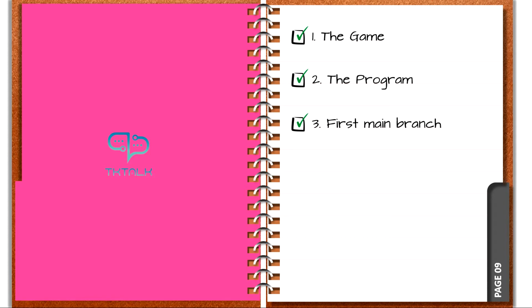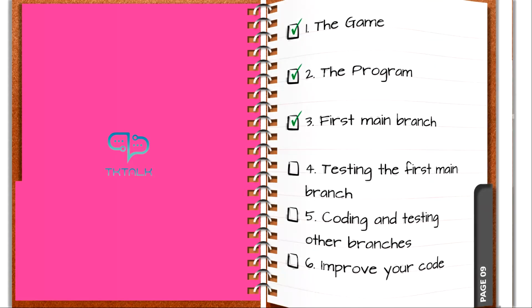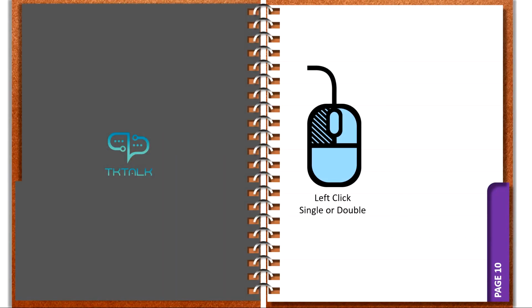In this video we will test the first main branch code. Then we will complete the coding and testing with the other branches. And finally, we will see how to improve our code to have fewer code lines and, of course, faster execution. Isn't that amazing?